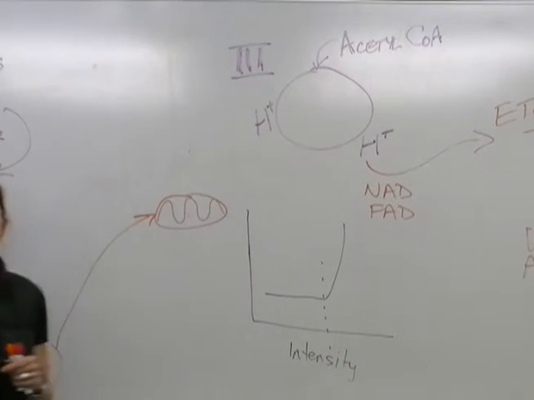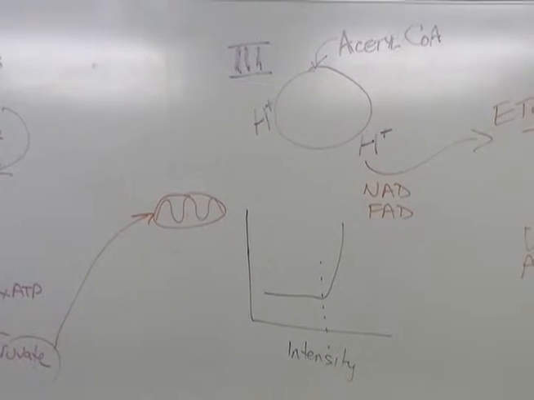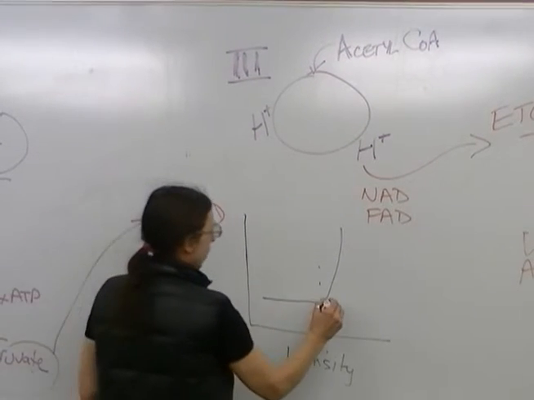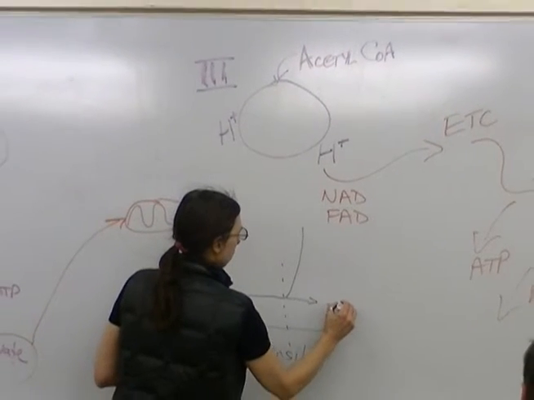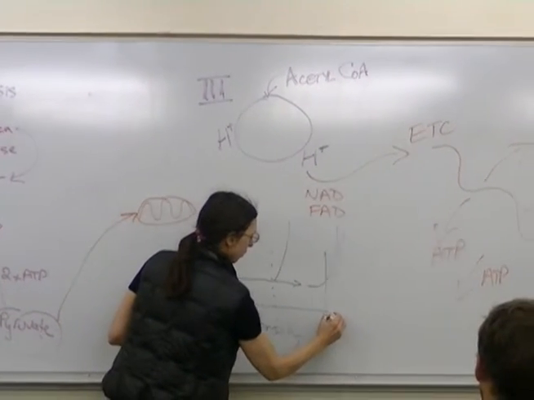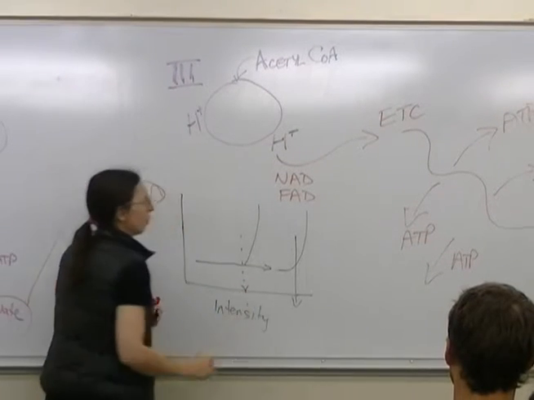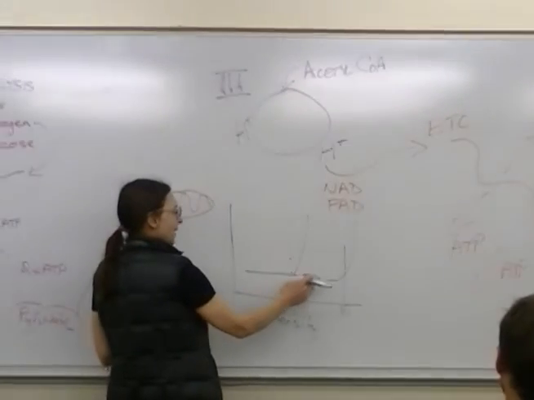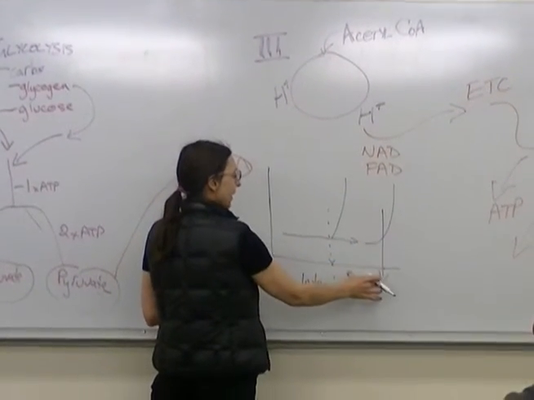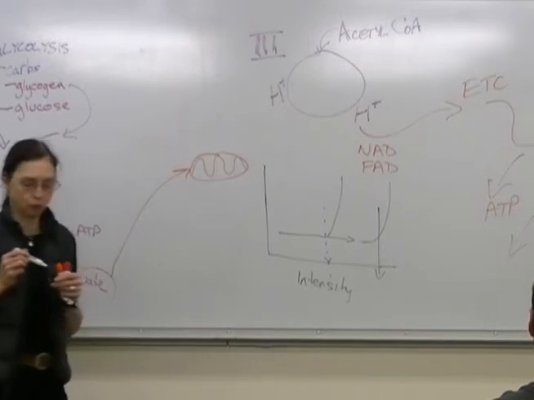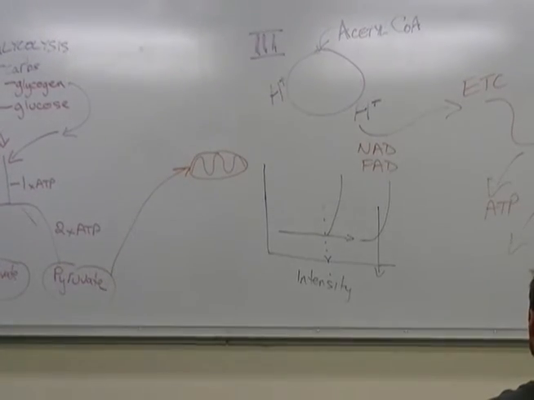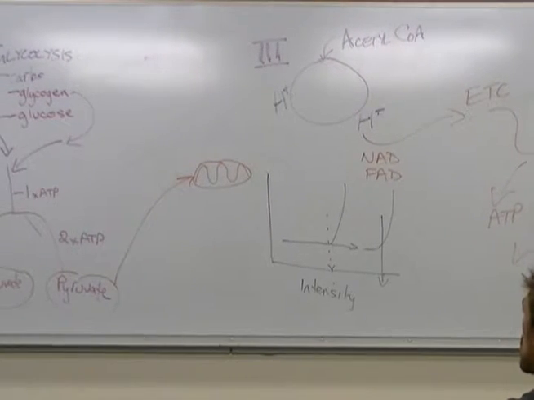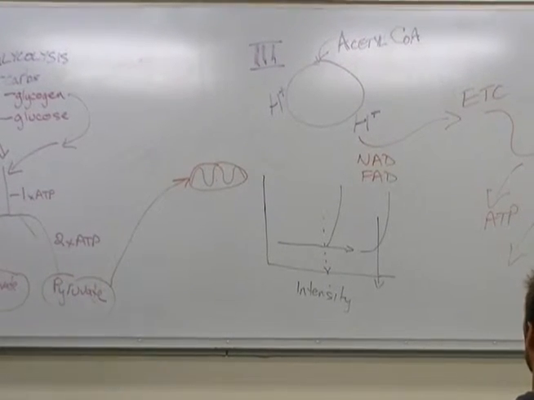Which way, if I train hard, which way does my lactate threshold move? Up. To the right. What does that result in? If I move my lactate threshold to the right, what does it allow me to do? What's the point of it shifting? Because it's an adaptation. If it's an adaptation, then it must be positive. So what's the point? You're more physical.